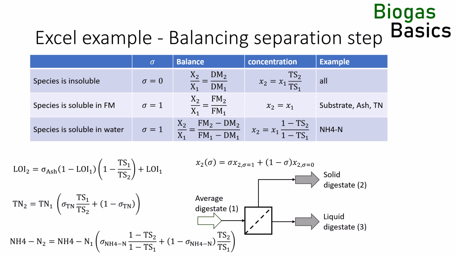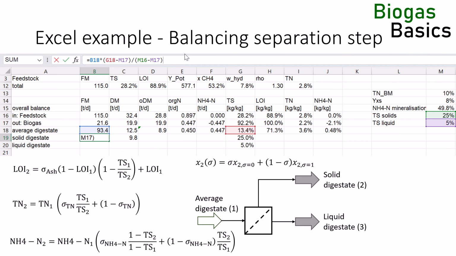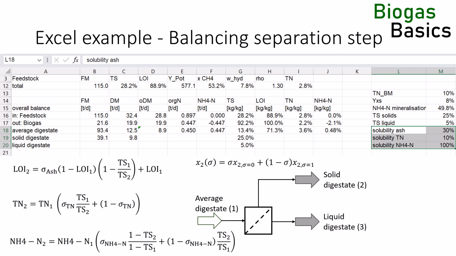Here's how the mass balance of nitrogen and organic dry matter for the separation looks in Excel. We calculate the amount of solid digestate with the rule of levers from the Ts of average, solid and liquid digestate. Now we define solubilities for ash, organic and total ammonia nitrogen. We choose a 30% solubility for ash, meaning that 30% of the inorganic dry matter are fresh matter soluble, for example in the form of soluble salts. 70% are insoluble, like precipitated salts or agglomerates.